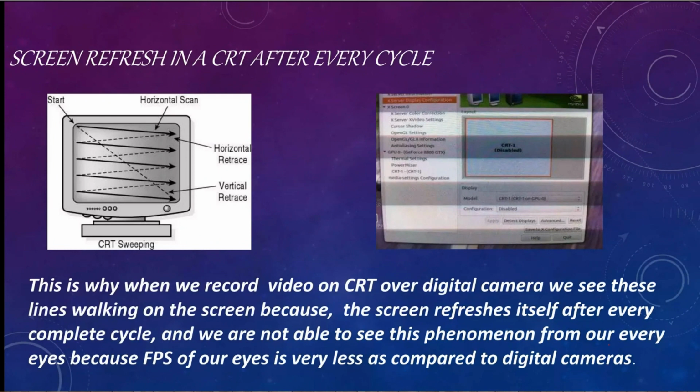This shows how a screen is refreshed in a CRT after every cycle. This happens every time when we record video of a CRT with a digital camera. We see these lines actively passing on the screen. This is because the screen refreshes itself after every complete cycle. As we could see, some of the lines pass on the screen from left to right horizontally. These are the horizontal retrace, and the vertical retrace passes on the screen from the starting point diagonally to the end point. This phenomenon is usually not seen by our bare eyes because the FPS of our eyes is very low compared to a digital camera.